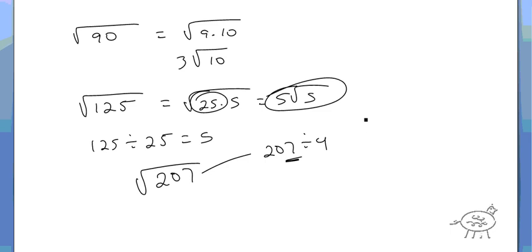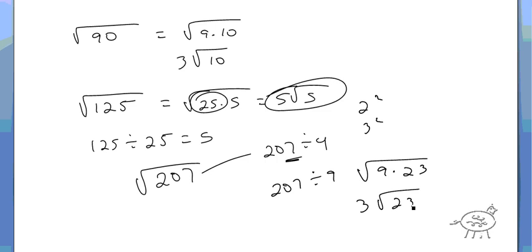So the next one I want to try, 2 squared was 4, the next one is 3 squared. I want to try 9. So 207 divided by 9. So if I do 207 on my calculator, divided by 9, ha! It works. So it's 9 times 23. What's the square root of 9? 3. What do you got left over? 23. So that's how you do it. 3 square root of 23. Okay?